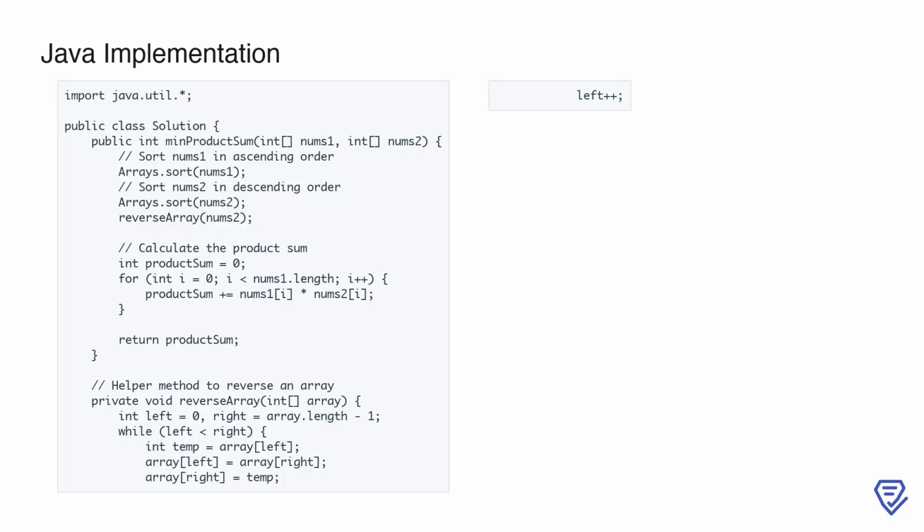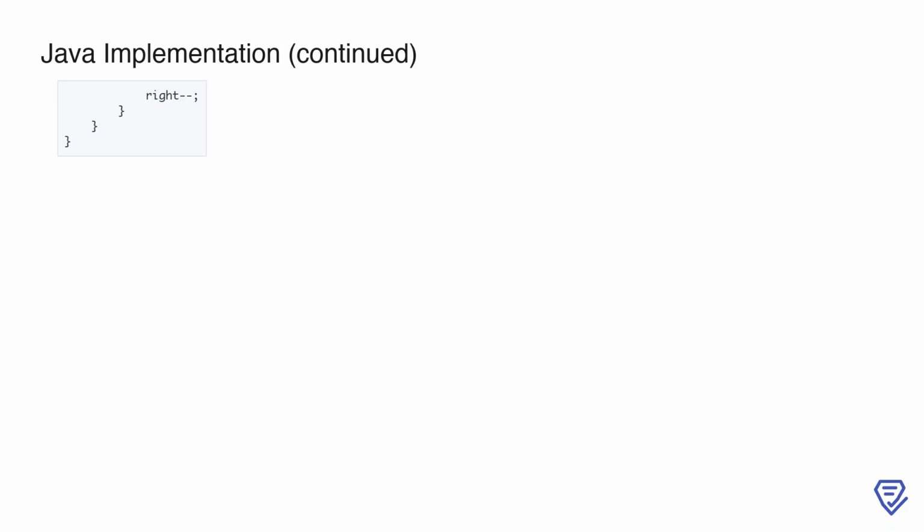The helper method reverseArray is defined below to efficiently reverse nums2. The reverseArray method is a utility function that takes an array as input and reverses its elements in place. It uses a two-pointer approach, where one pointer starts at the beginning of the array, and the other starts at the end. These pointers move toward each other, swapping the elements at their respective positions until they meet in the middle. This ensures the array is fully reversed. Once the reversal is complete, nums2 is sorted in descending order as needed, and this completes the implementation. The overall approach ensures an optimal solution by leveraging sorting and efficient element pairing to minimize the product sum.